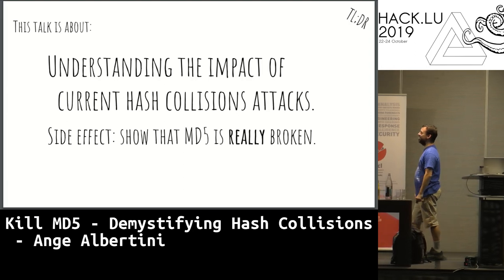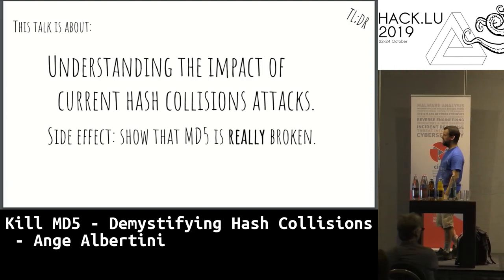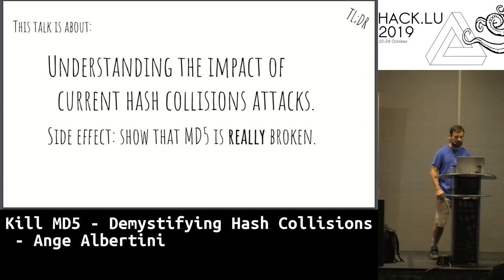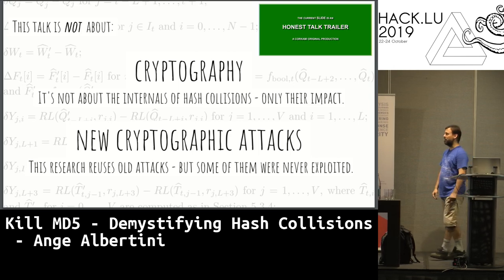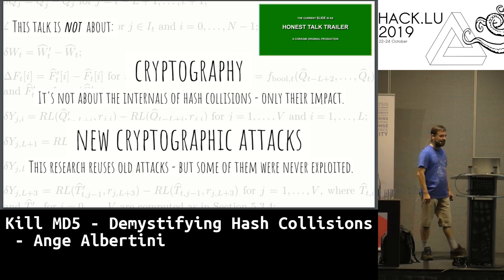So, this talk is about understanding the impact of current hash collision attacks, and as a side effect, show that MD5 is really broken. And this talk is not about cryptography. I don't understand cryptography. It's not about the internals of hash collisions, only their impact. So no Greek, no LaTeX, no whatever.